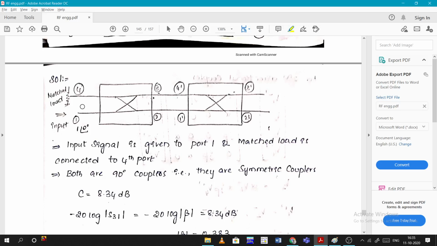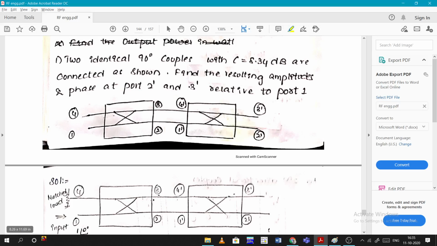Actually, here in the question they didn't mention matching the fourth port, but the question gives us two identical 90 degree couplers with C equal to 8.34 dB connected as shown, resulting in amplitudes and phases at the ports.